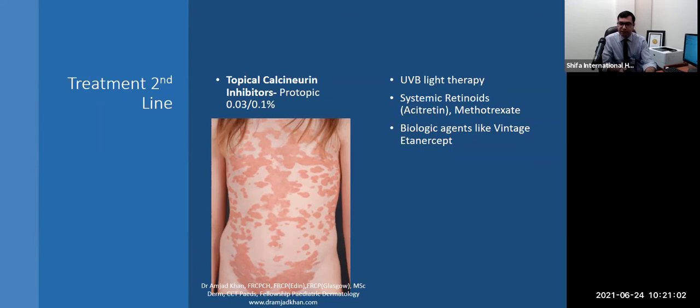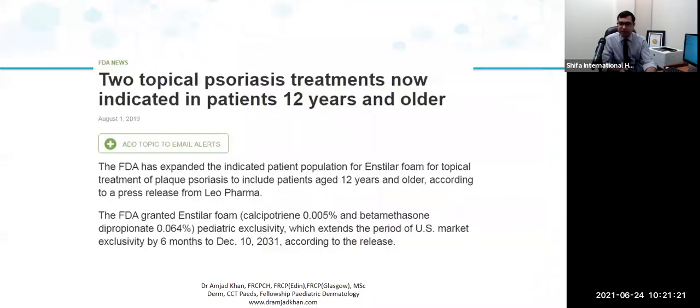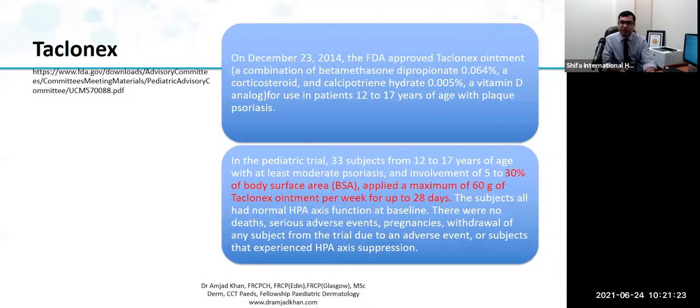UVB light therapy, we have also discussed topical agents and biologic agents. So here, the reason I've written etanercept is because there are so many new products. And Enstilar foam, I've shown you the photograph. This was head-to-head with the market leader at that point, Taclonex ointment, and it was as good as that. It's licensed after 12 years of age. And you can see even Taclonex is licensed after 12 years of age.